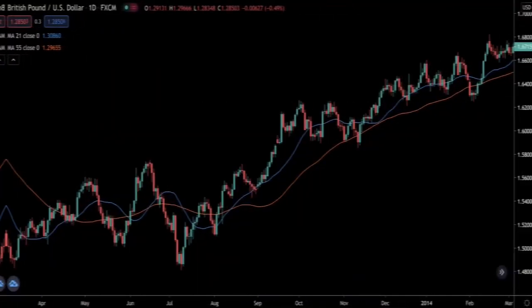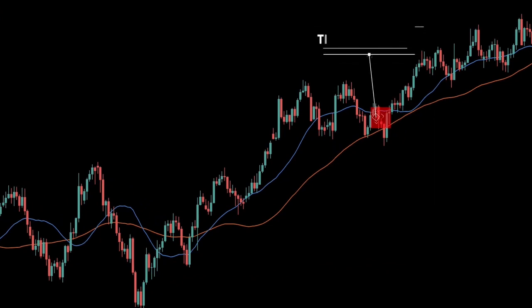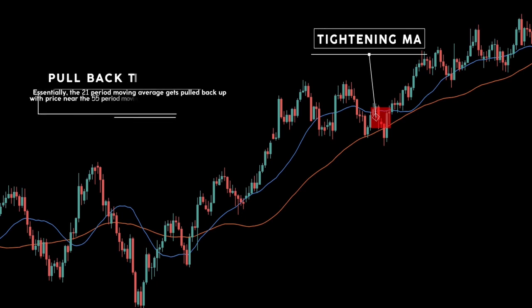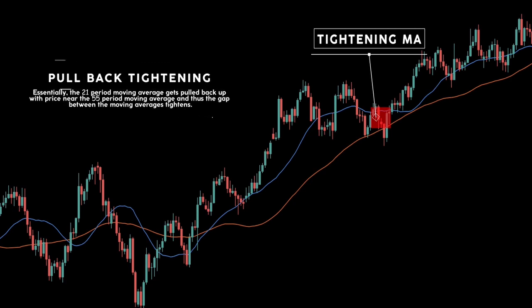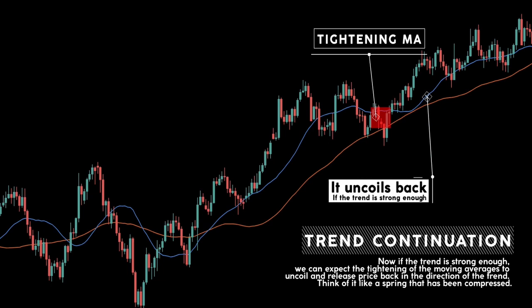Here's another example where we see a deeper pullback in price. What is interesting is that there is also the tightening of the moving averages, where the distance between the 21-period moving average and the 55-period moving average tightens. Essentially, the 21-period moving average gets pulled back up with price near the 55-period moving average, and thus the gap between the moving averages tightens. Now if the trend is strong enough, we can expect the tightening of the moving averages to uncoil and release price back in the direction of the trend. Think of it like a spring that has been compressed.